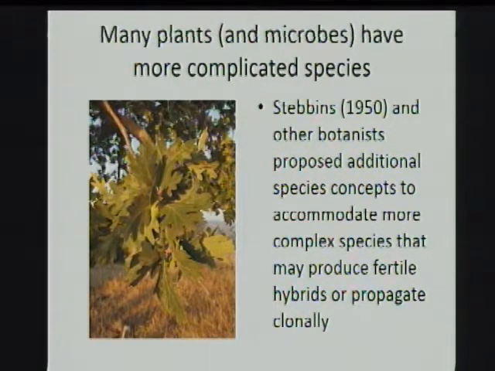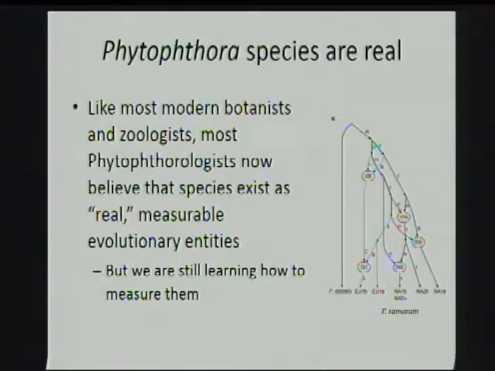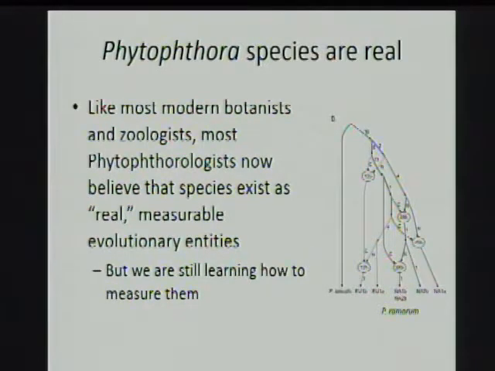And so we had to come up with a more complicated criterion, or different sets of criteria, that can accommodate this more complicated species concept. So bringing us to Phytophthora. Phytophthorologists are scientists. We do believe that Phytophthora species are real, just like a good botanist or zoologist. But we're still learning how to effectively measure these real entities. And so it's limited to some of our more important species.